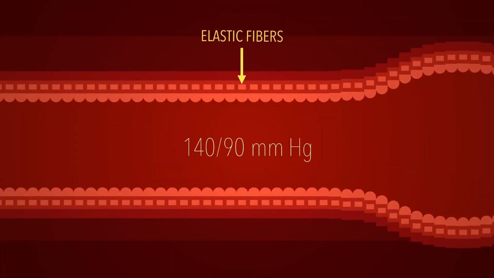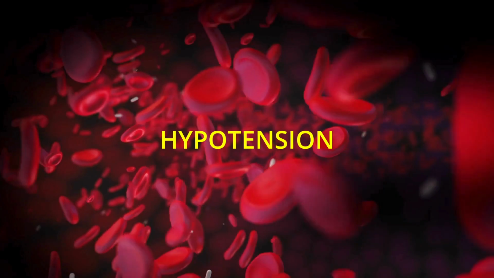Now, what happens if you don't maintain a proper blood pressure? You can have two serious situations. One is high blood pressure, called hypertension, or low blood pressure, called hypotension.